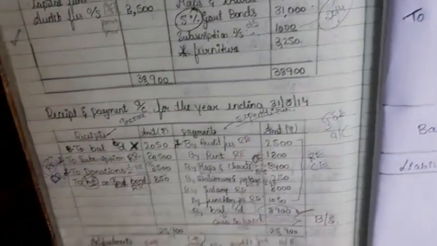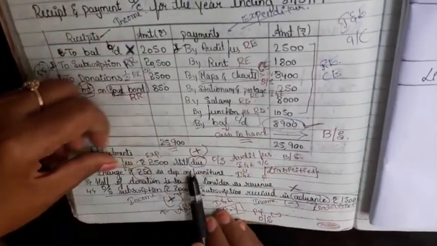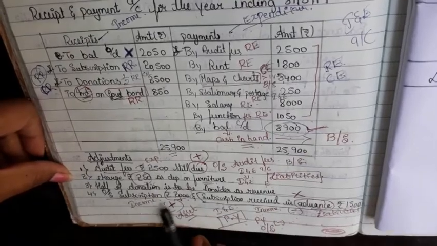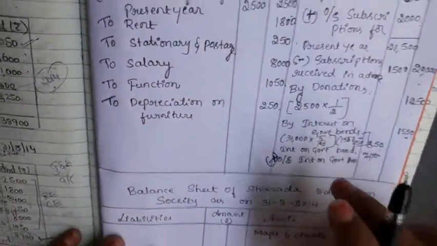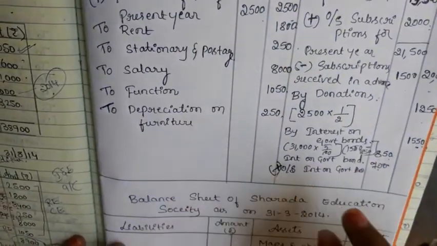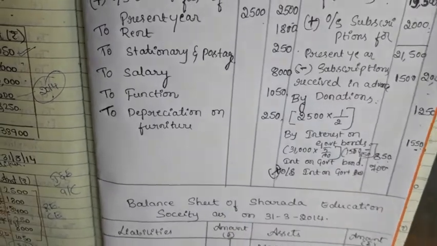So everything is over. Audit fees, charge, depreciation, half of donations, outstanding subscription. So now we have to make the total in order to identify whether the organization has earned the amount of surplus or the amount of deficit.